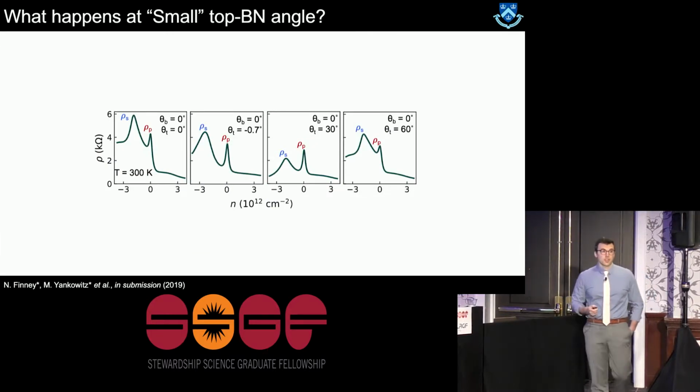OK, so then on to the second question, the complicated case where the top boron nitride is slightly twisted. So here are field sweeps again. Theta t equals 0 degrees, 30 degrees, 60 degrees. But now I've included some very small offset angle for the top BN. And we can see that the peak is not quite the same magnitude as the other two peaks.